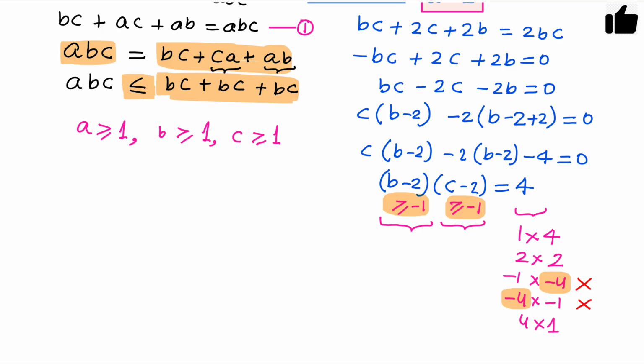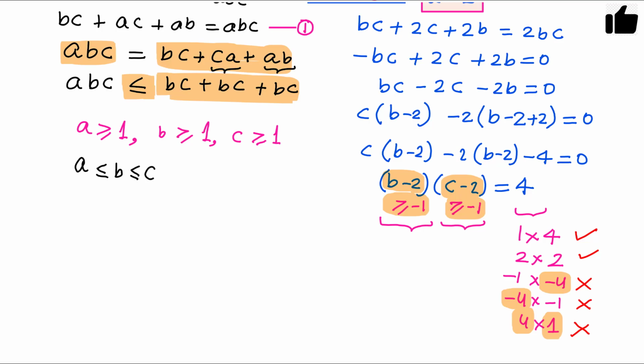Now this solution is also not possible, because in this case B minus 2 is 4 and C minus 2 is 1. So in this case B is greater than C. But what was the assumption? The assumption was A is less than or equal to B and B is less than or equal to C. So C was the greatest number, and this solution is also not possible. So we only have two possibilities, this one and this one. Let us find the values of B and C under these two cases.